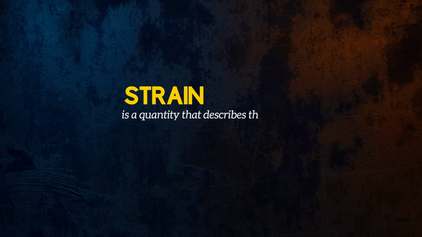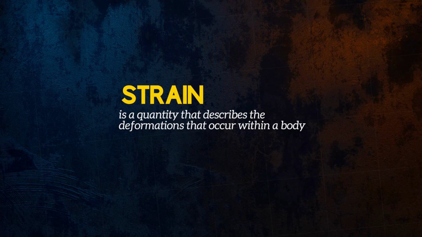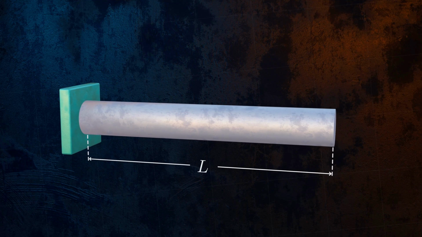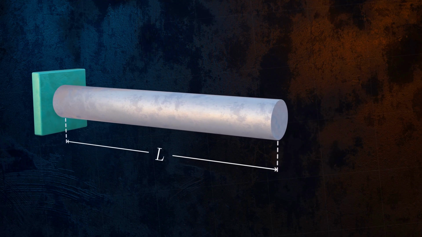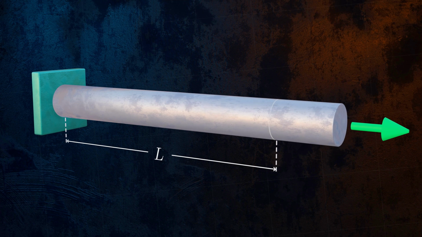Strain is a quantity that describes the deformations that occur within a body. If we fix our bar at one end and apply a force to the other end, the force will cause the bar to deform. The normal strain within our bar associated with this deformation can be calculated as the change in length of the bar delta L divided by the original length L.